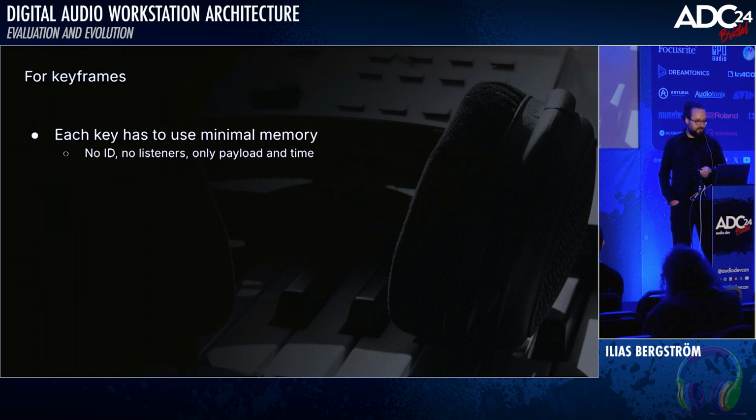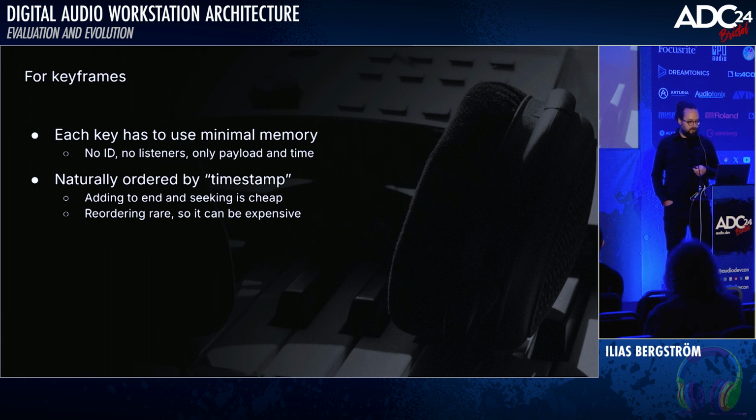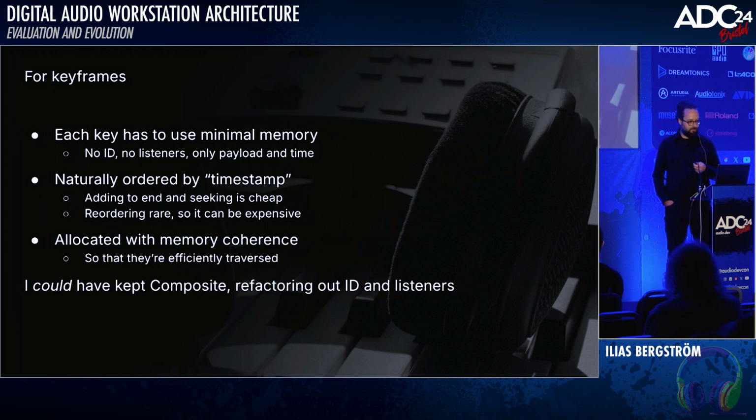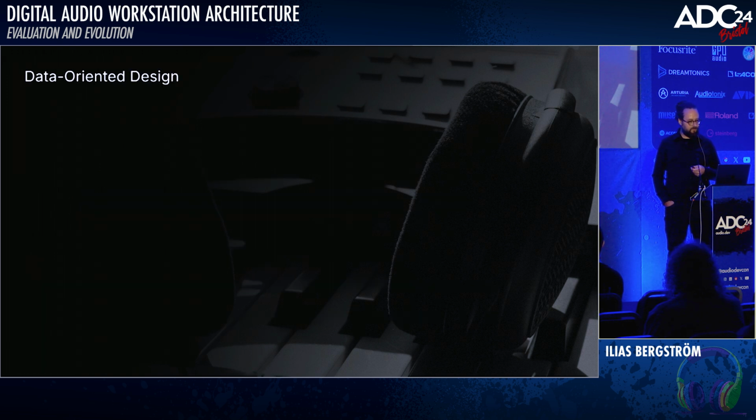So each key has to use minimal memory, no ID, no listeners, just ordered by timestamp in a sorted list, meaning that it can be much more efficiently read. You can seek into it very quickly. Adding is cheap because when you're recording, you usually do it at the end. Okay, if you drag and rearrange, that's not really performance sensitive, so it doesn't matter if it needs a new sort. And it can be allocated with memory coherence in data structure through data-oriented design so that it can be efficiently traversed. I could have kept composite, refactoring out ID and listeners, but this was cleaner and a change concentrated in one place, and also I get the memory cohesion quite more easily.